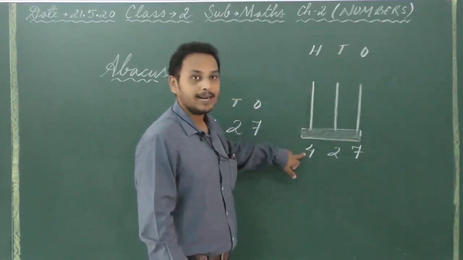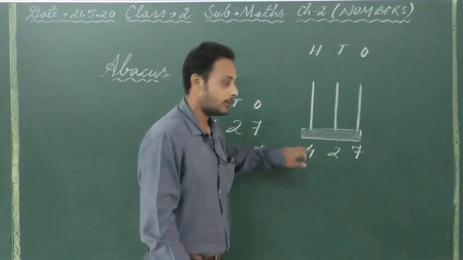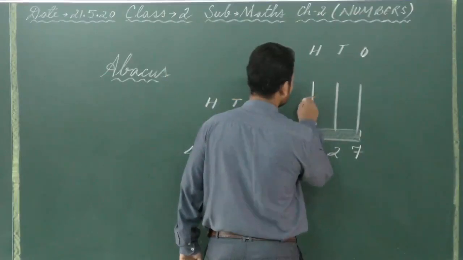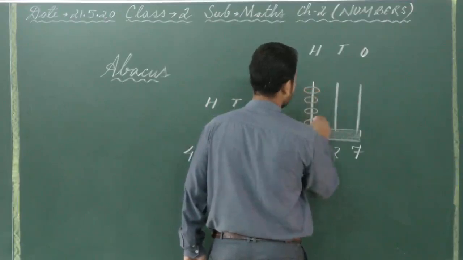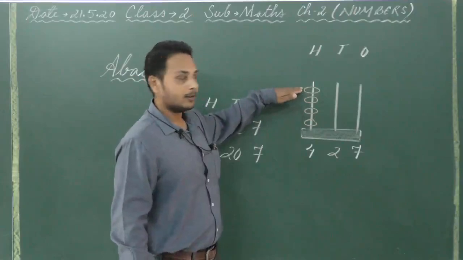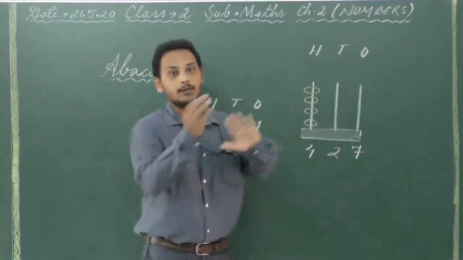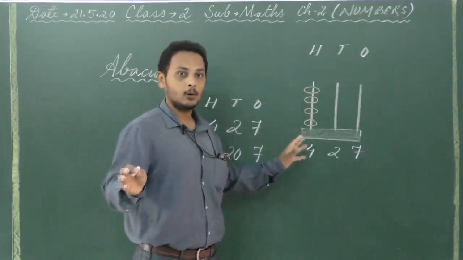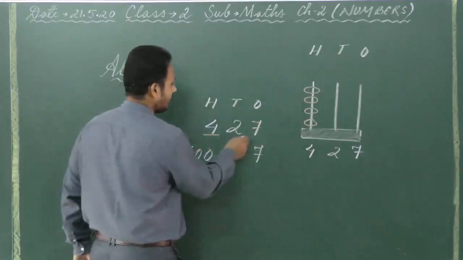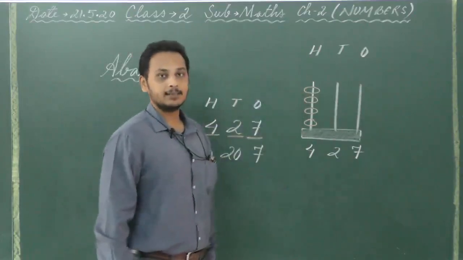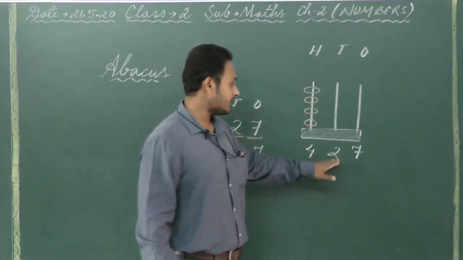Now see the number that is given. The number is 4, so we will draw 4 circles over here. Like this, 1, 2, 3, 4. Now 4 is in hundreds place, so don't think you are going to draw 400 circles. No, it is wrong. Only the number that is representing the place, you have to draw that many circles.